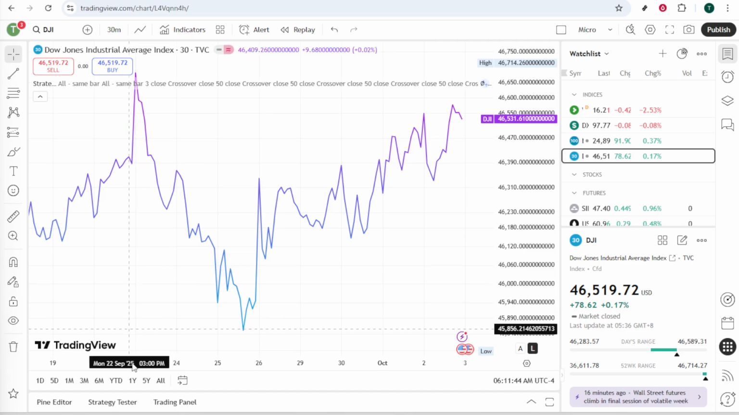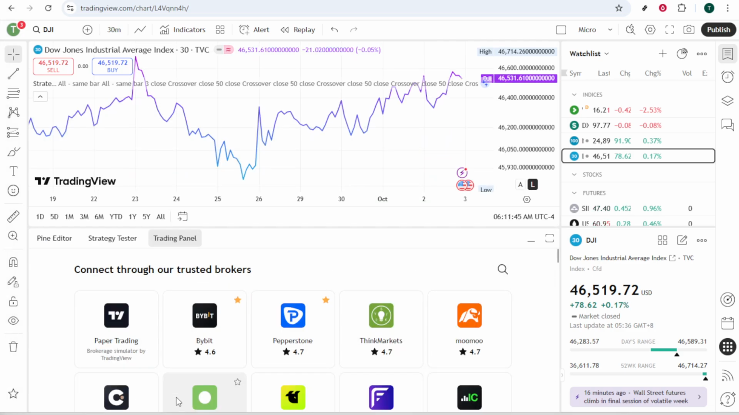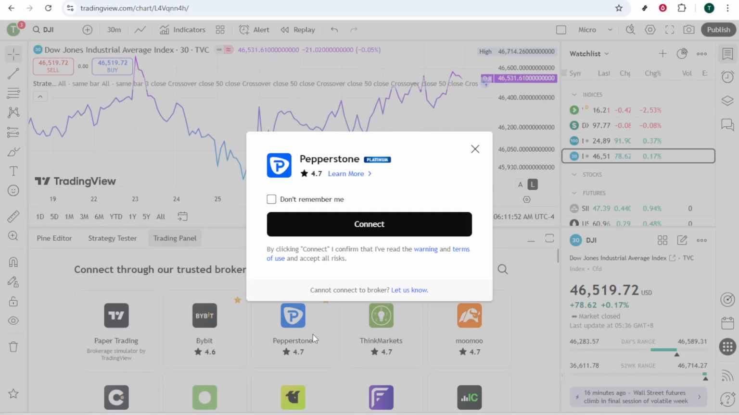This panel is where you'll find all the key tools and features that TradingView has to offer to enhance your trading experience. Now, within the trading panel, you should look for the option to select a broker. In our case today, we'll be choosing Pepperstone. Selecting Pepperstone here is essential as it links your TradingView platform directly to your Pepperstone account, allowing for seamless trading.